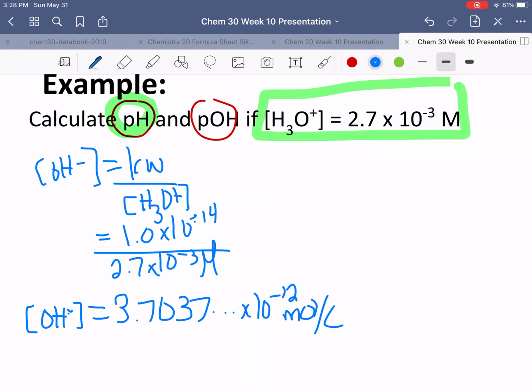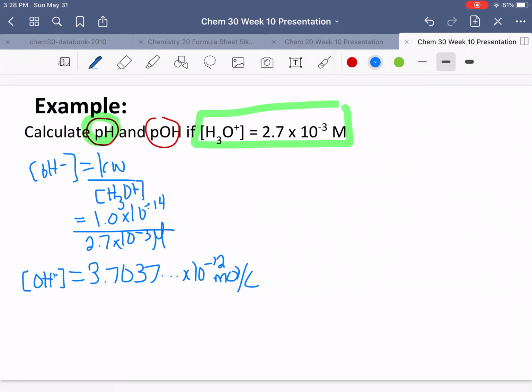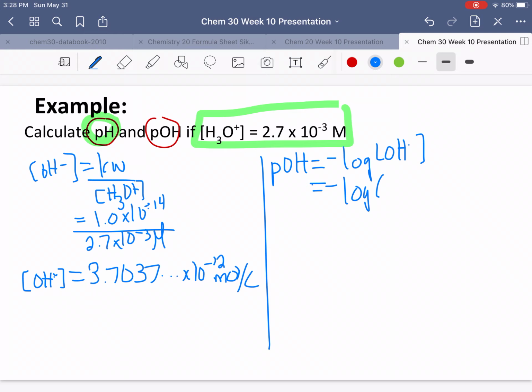Okay. At this point, we've actually done nothing the question has asked. We don't have pH or pOH, but having that hydroxide concentration can certainly be used, because now what I could do is go, all right, I know that pOH is equal to the negative log of the hydroxide concentration, and I just figured that out. So negative log, take the unrounded value, 3.7037 ... times 10 to the negative 12 moles per liter, and I end up with a wonderful pOH.